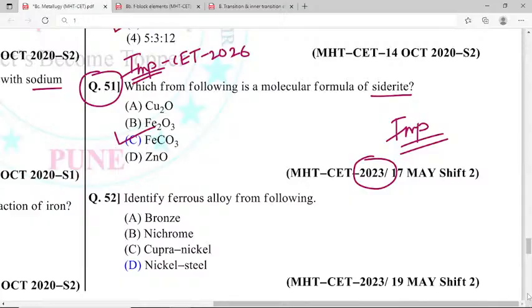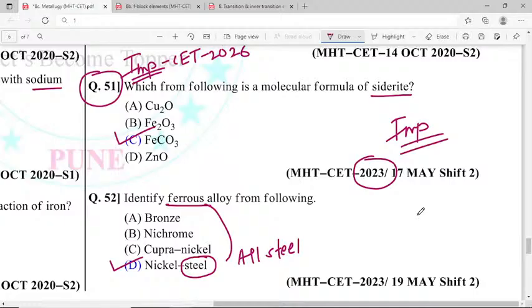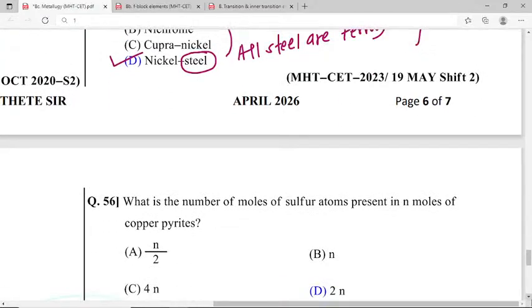Identify the ferrous alloy from the following. I am talking about the ferrous. Ferrous, that is all steel. All steel are ferrous alloy. So the answer is nickel steel.